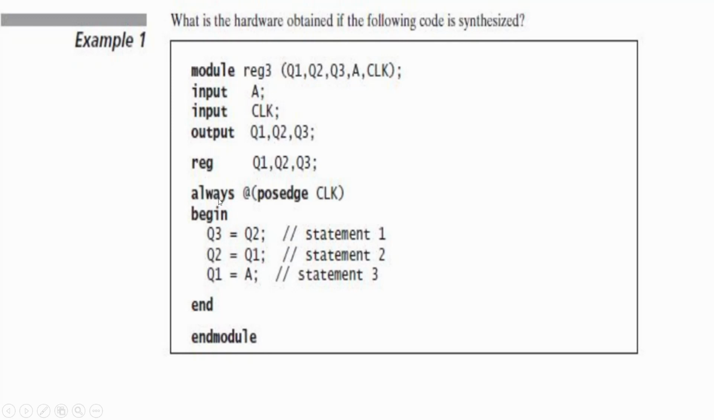Next we start at the always block. Always at posedge. What posedge means is positive edge of the clock. We are aware of a square wave, or a square pulse. How does it appear? It goes from 0 to 1 and it remains 1 for a time period, then it goes to 0 and it remains 0 for some time, then it goes to 1.